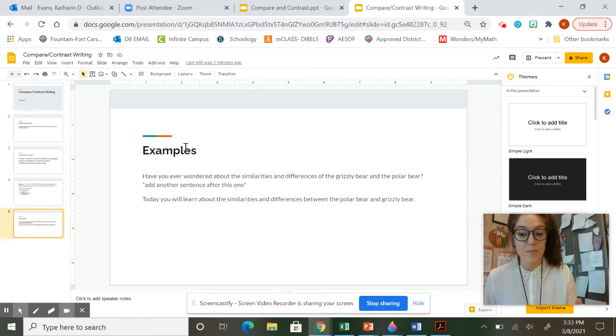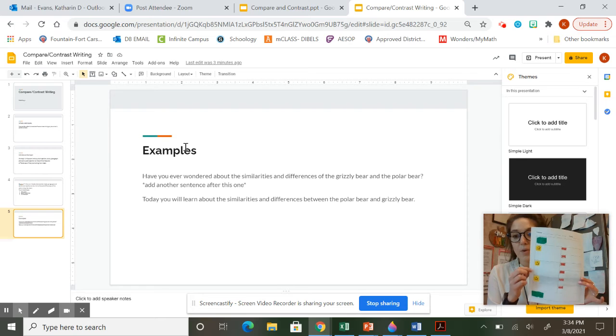And then here's another example of how you can start your writing. Today you will learn about the similarities and differences between the polar and grizzly bear. That's another example. If you have a different way you want to introduce the topic, you can. Those are 2 examples. But again, your topic section needs to have 2 sentences, and one of them you need to come up with yourself. You can come up with both of them yourself, but if you get stuck, I've got 2 sentences there for you. The next part is the stars and bars.